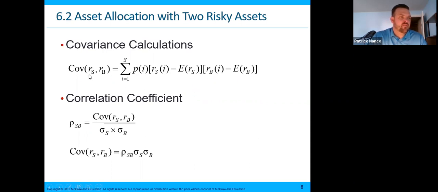So covariance here, we've got a balance of risk. Now RS is my return on stocks, and RB is my return on bonds. And then you can see the sum of all my different assets. I've got my return on bonds minus my expected return on bonds, my return on stocks, and I subtract my expected return on stocks. So that would be my variance.